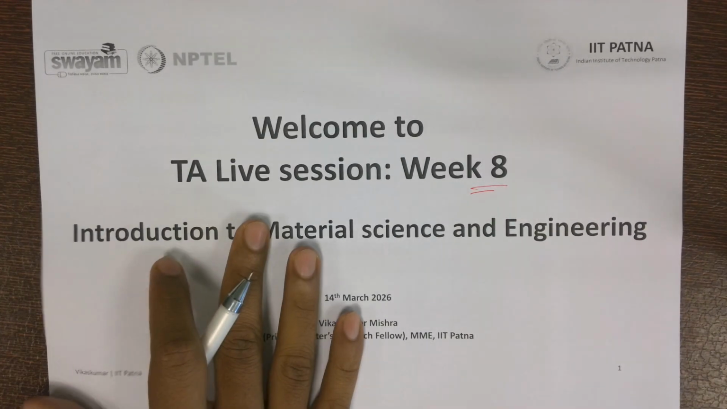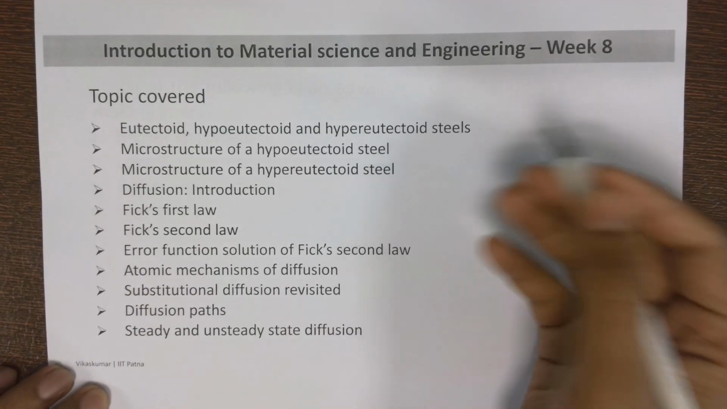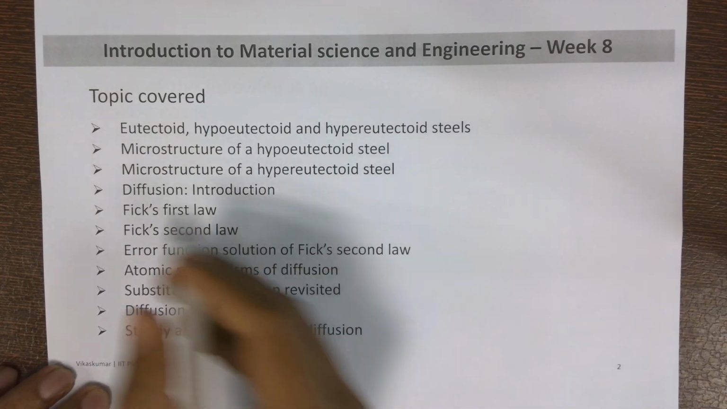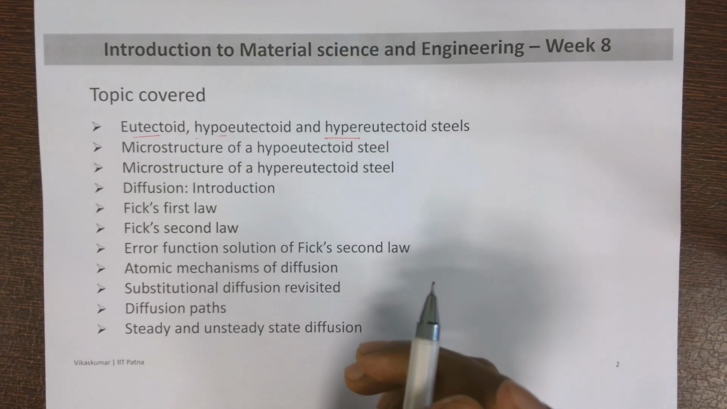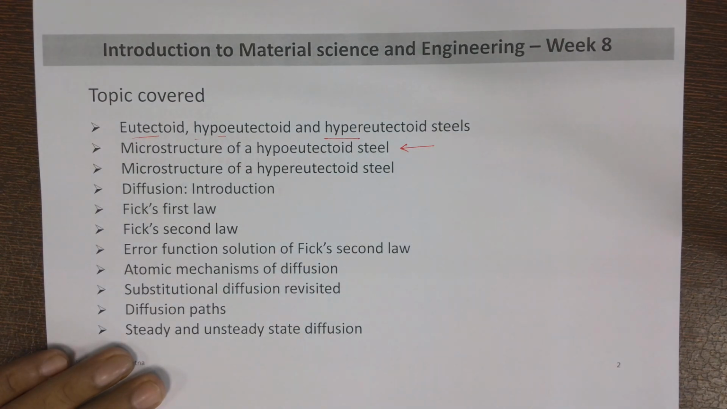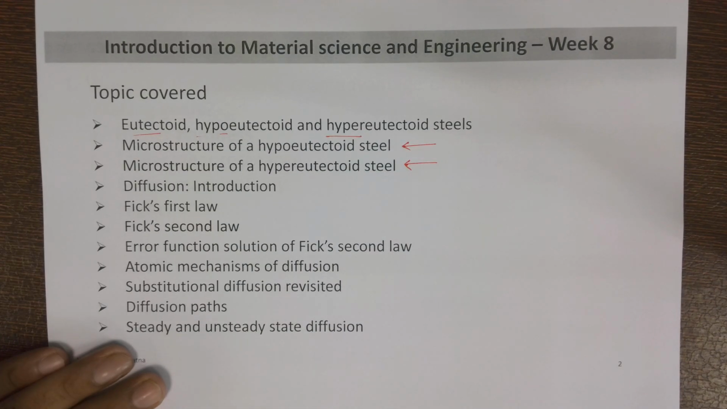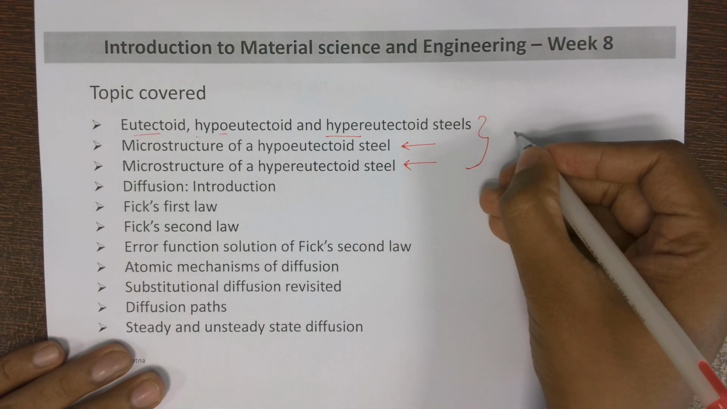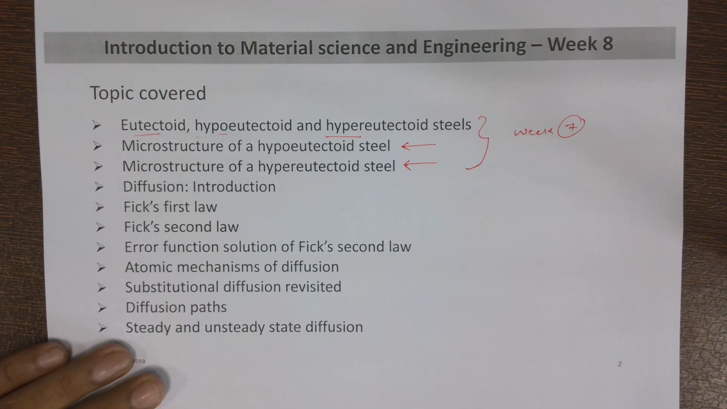Let's quickly have a look at the list of the content that has been covered till now. Last week we discussed the eutectoid, hypoeutectoid, and hypereutectoid steel. In this particular week, we discussed the microstructures, how the eutectoid steel is evolving, and also the hypereutectoid, how the microstructure is evolving from the liquid going to the solid phase. These first three topics we mostly covered in week 7 also, in the doubt solving session.